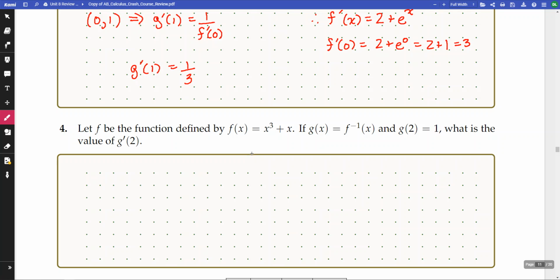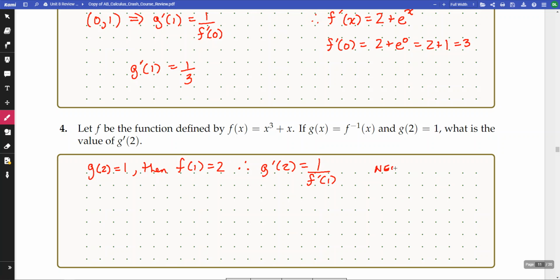Okay, let's look at the next. So here we have a function defined by, g is the inverse, g of 2 is 1. What is the value of g prime of 2? Well, we need to see what we could do with this. We don't know anything about g, but if g of 2 is equal to 1, then f of 1 is equal to 2. So therefore, g prime of 2 is going to be 1 over f prime of 1.